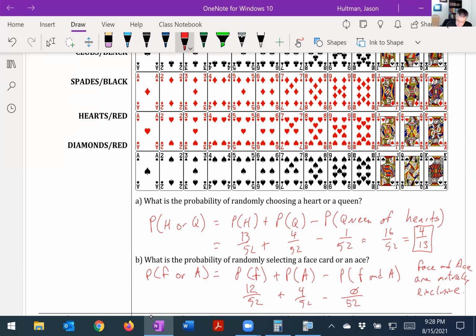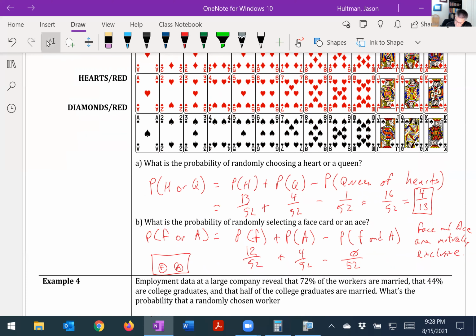So this goes back to that Venn diagram where we had the faces and the aces, right? So this is face, this is ace, and they're mutually exclusive. So all we do is we just add here, and again we get 16 over 52, or 4 out of 13.